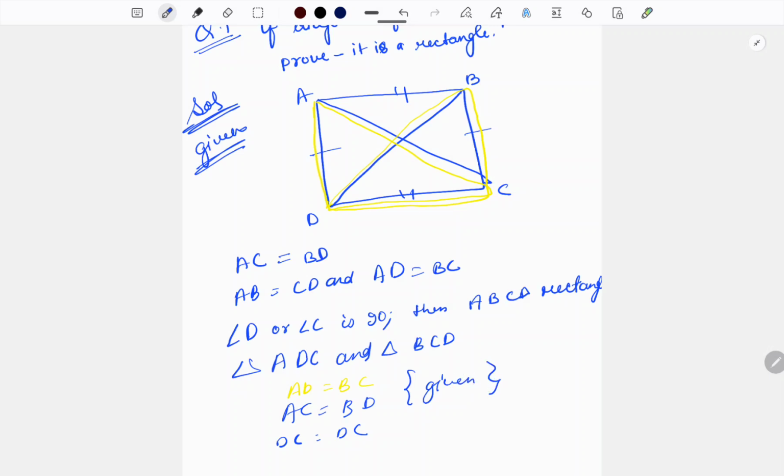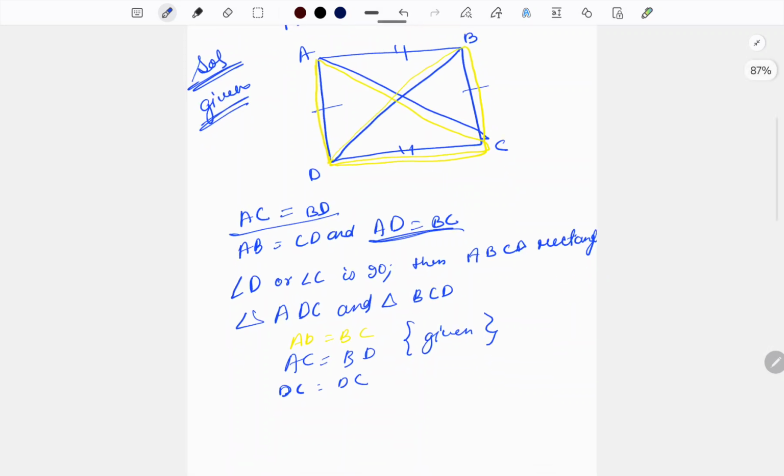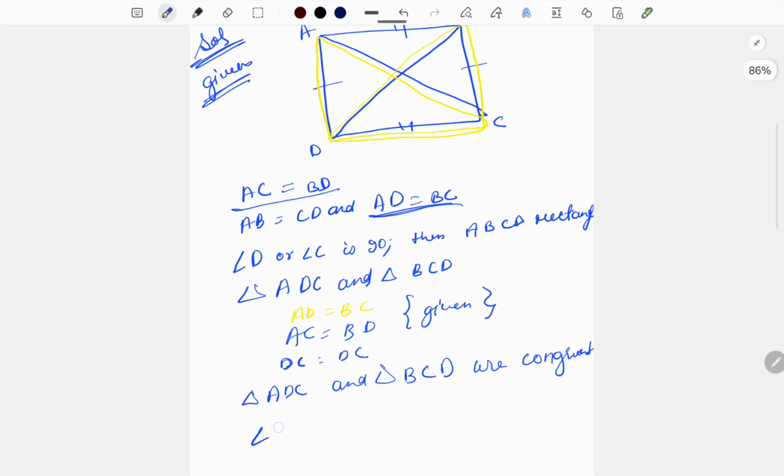We have already written above AC is equal to BD and AD is equal to BC. And DC is common to both triangles, and therefore triangle ADC and triangle BCD are congruent. Correct? These are congruent, and due to congruency angle D will be equal to angle C. This whole angle will be equal to this angle.